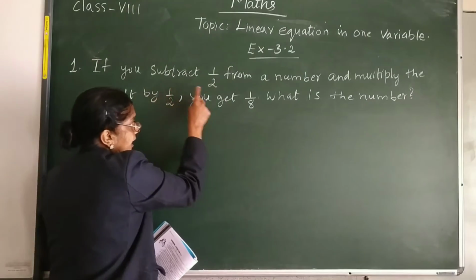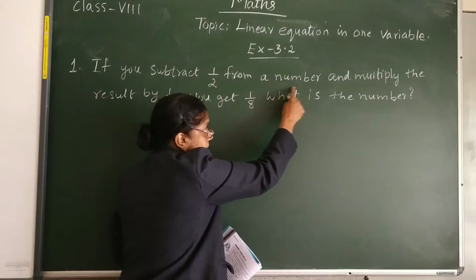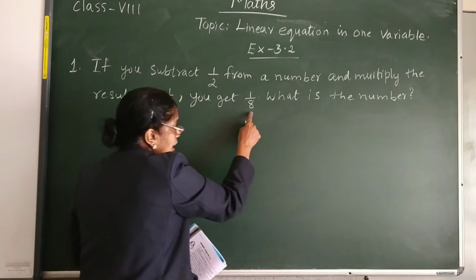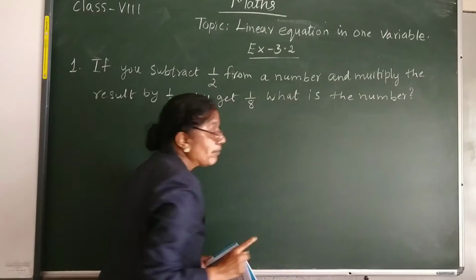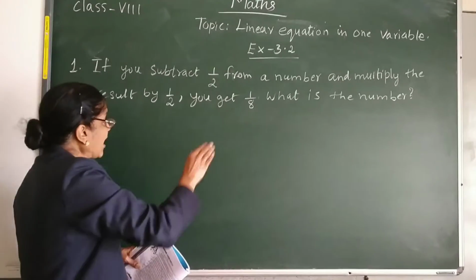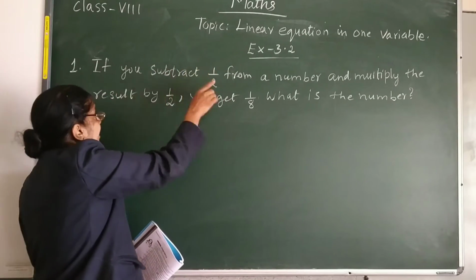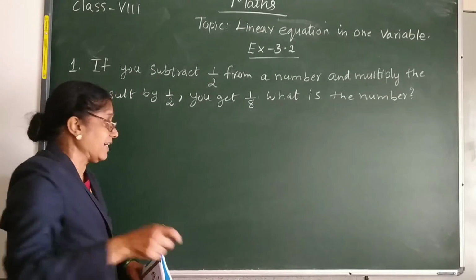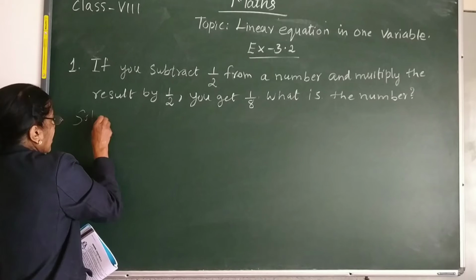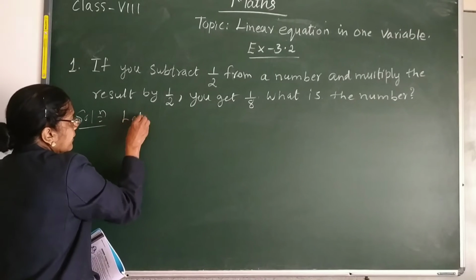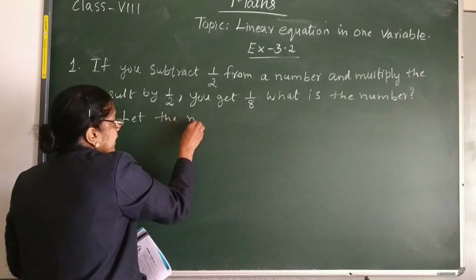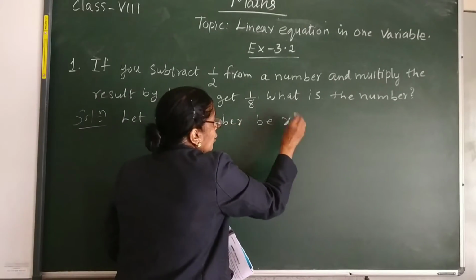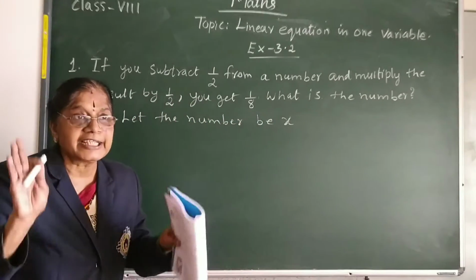If you subtract half from a number and multiply the result by half, you get 1 by 8. What is the number? So first you have to choose a number. Let the number be x. So the solution we will write as: let the number be x. We don't know the number, so it is x.